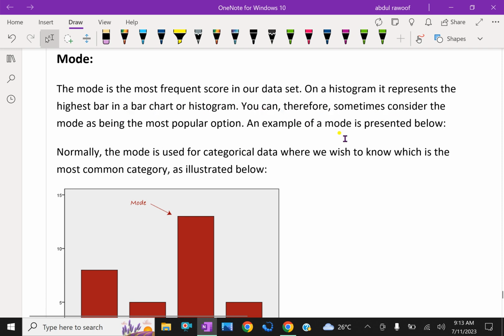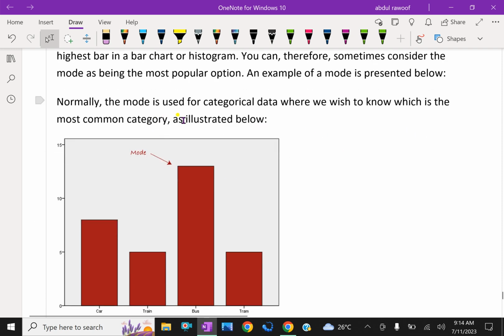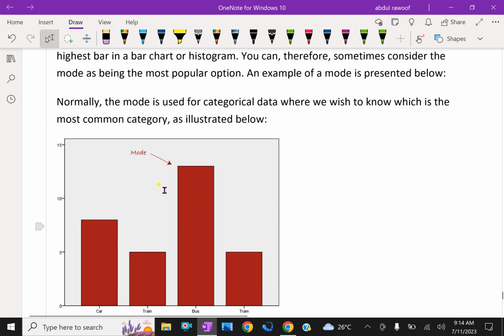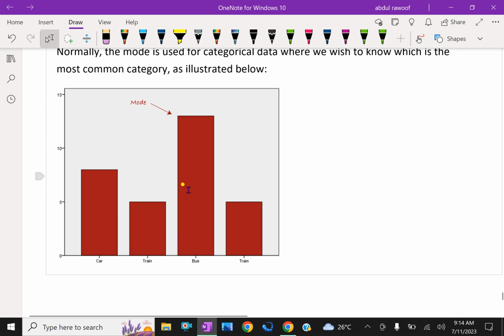You can therefore sometimes consider the mode as being the most popular option. An example of mode is presented below. Normally, the mode is used for categorized data where we wish to know which is the most common category, as illustrated here. A lot of car, train, bus, and tram are there. Most frequently available is bus.